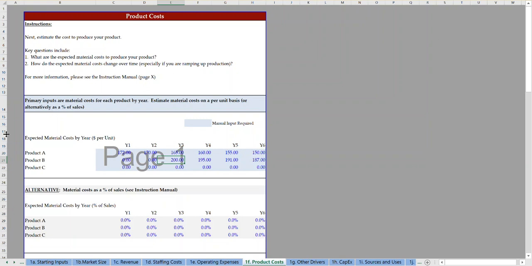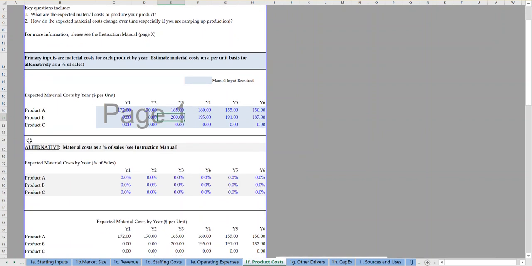You may recall from an earlier video, we were launching a new product, product B, in year 3. In this example, we were assuming expected material costs of $200 per unit. And we've entered in our material costs over the subsequent years.